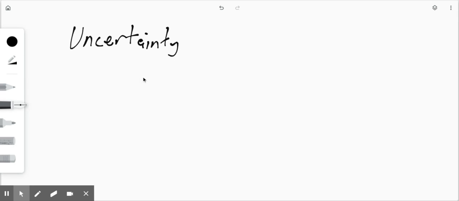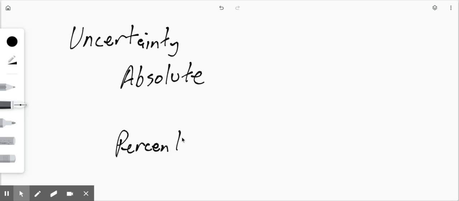So the first thing to understand is there's two types of uncertainty. There's absolute uncertainty, and then there's percent uncertainty. The difference is absolute uncertainty has to do with the measuring equipment.